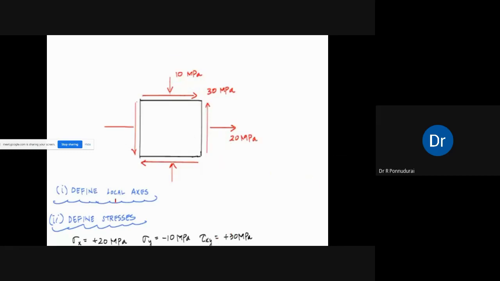So first step is to define the local axis x and y. The second step is to define the stresses. Sigma x is plus 20 MPa because it's tension. Sigma y is minus 10 because it is compression. Tau xy is positive because it is upward, right side face, which leads to anticlockwise rotation. So anticlockwise is always taken as positive.